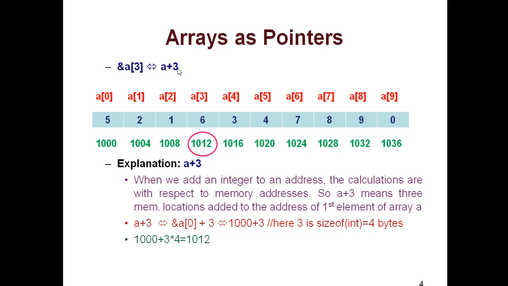So that is how these two expressions are equivalent. I can always write this expression instead of address of a of 3 in square brackets. I can write this kind of an expression in scanf when I'm scanning an integer array. We will see that later. But for now, understand that these two expressions mean the same.